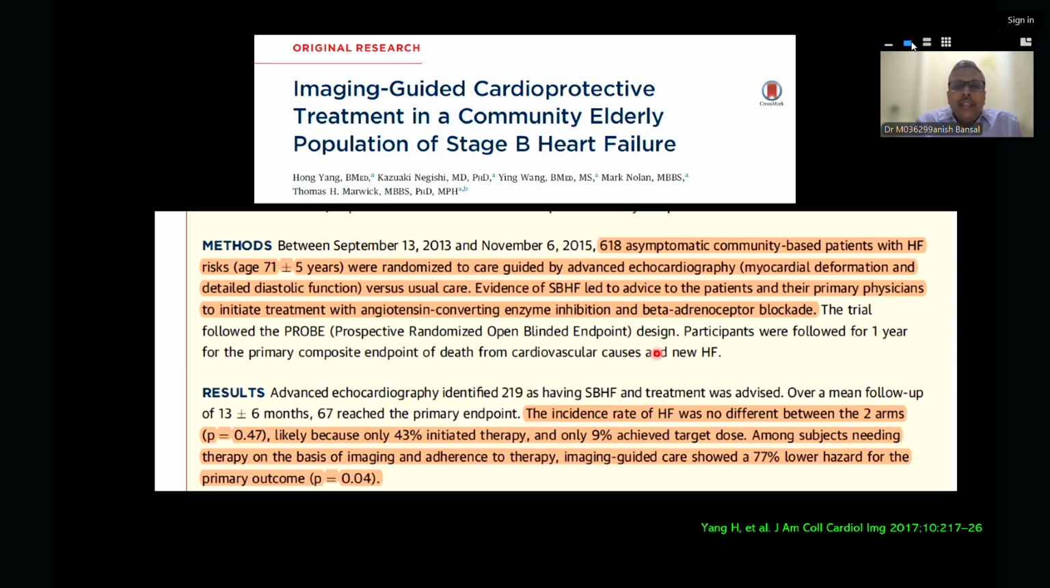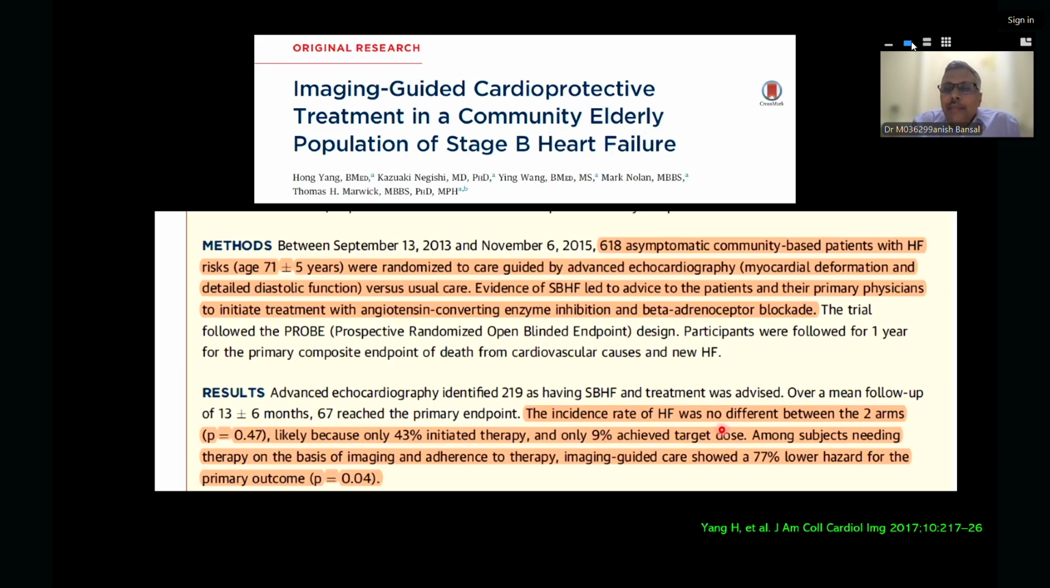Now, in this study, when the patients were followed up for 13 plus or minus 6 months, there was no difference in the endpoints between the two arms, because even though the investigators communicated their findings to the physicians and encouraged them to use the therapies, most of the patients were not initiated on this therapy, only 43%, and in only 9% was the target dose achieved. Because of this, the benefit was not found.